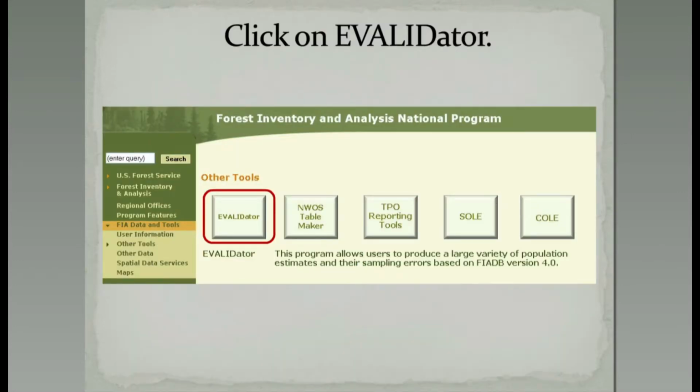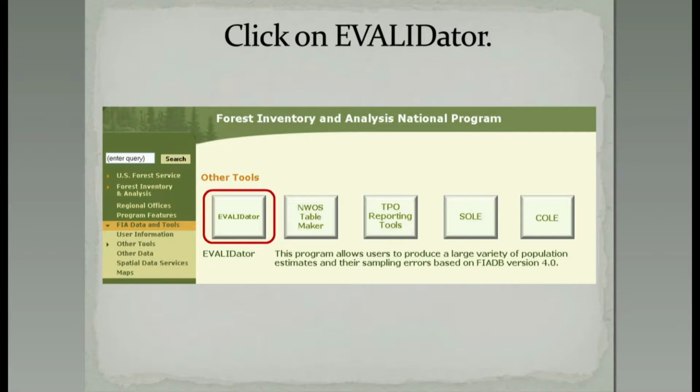When you click on other reporting tools, you get another set of tools. These SOL and COL are NCASI tools, and I'm not sure how they work. They do similar things. SOL is the Southern Online Estimator, and COL is the Carbon Online Estimator. It's another way to get carbon reports. And there's the National Woodland Owner Table Maker and the RPO, TPO reporting tools, the timber products. This is an older screenshot. Currently, there's also another button that gives you information on how to access. It doesn't take you straight to the tool, but it gives you information with the web links and everything about how to get the FIA data tool.